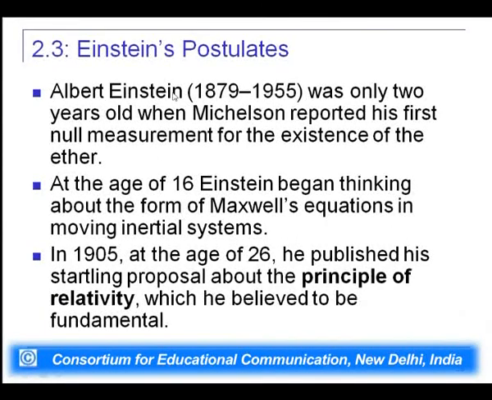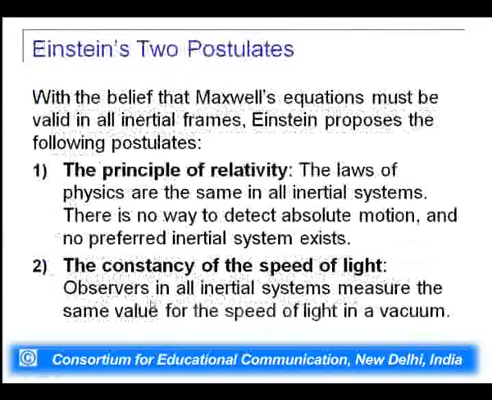Then Einstein proposed his theory. Albert Einstein was only 2 years old when Michelson reported his first null measurement for the existence of ether. At the age of 16, Einstein began thinking about the form of Maxwell's equations in moving inertial systems. Then at the age of 26, in the year 1905, he published his stirring proposal about the principle of relativity, which he believed to be fundamental. What did he propose? He proposed two postulates.